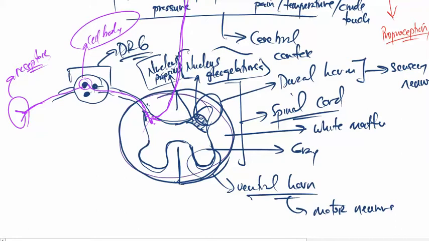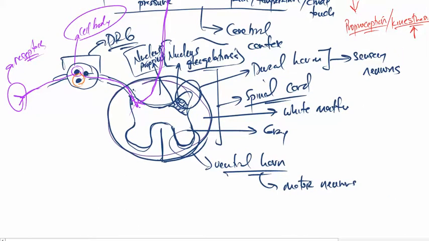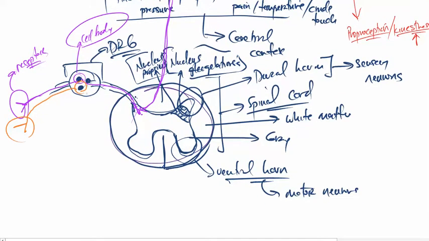For the spinothalamic, again, you would have the receptor, and your cell body would be in the dorsal root ganglion, but then you would synapse either at the nucleus proprius or the nucleus gelatinosa, and then the secondary neuron is actually going to decussate. It's going to cross, and then travel up like so, right?